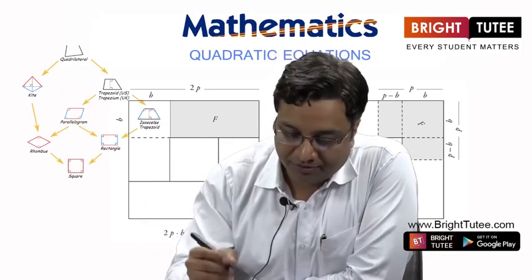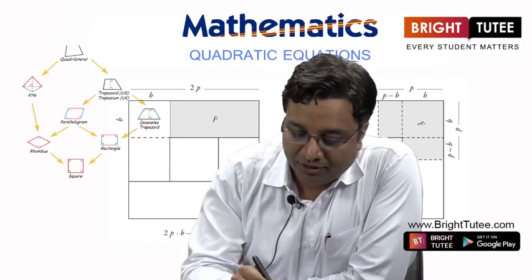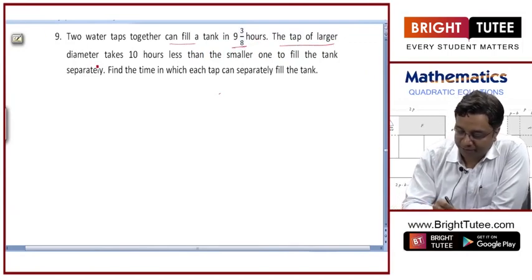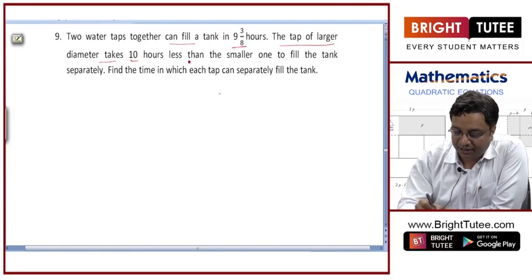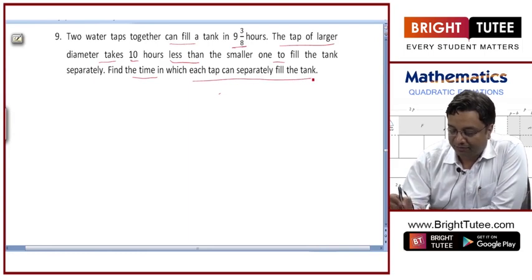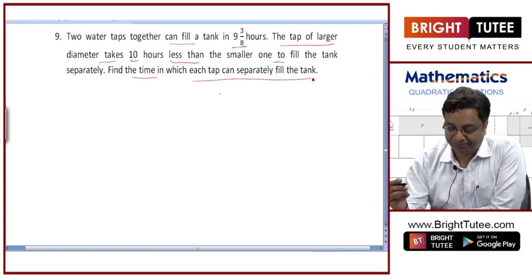Let's start with this question. Two taps together can fill a tank in these many hours. The tap of the larger diameter takes 10 hours less than the smaller one to fill the tank separately. Find the time in which each tap can separately fill the tank.